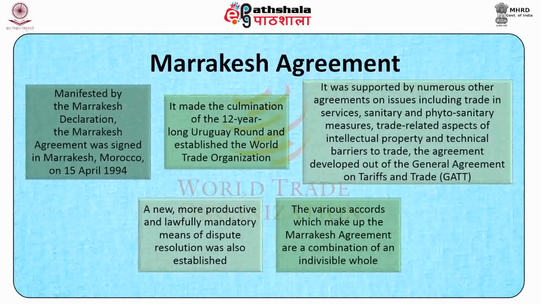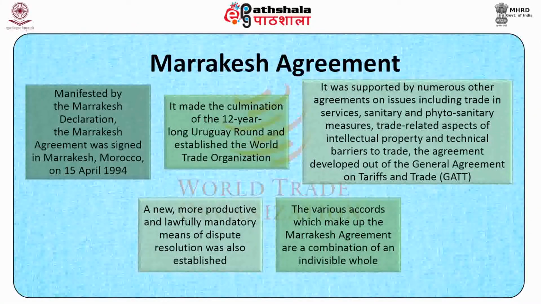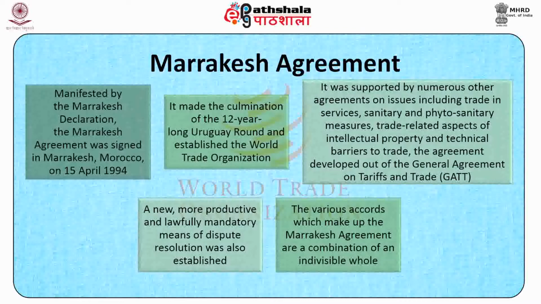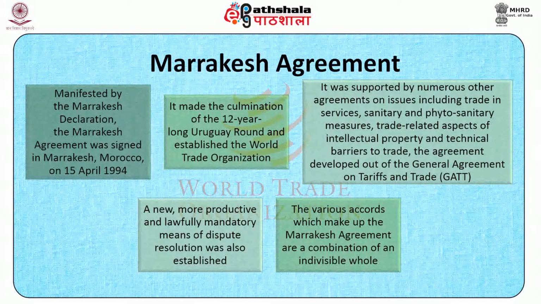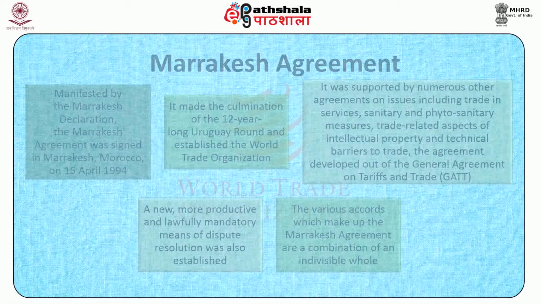The agreement developed out of the General Agreement on Tariffs and Trade. A new, more productive and lawfully mandatory means of dispute resolution was also established. No entity could be party to any one of these agreements without being party to them all. Hence, the various accords which make up the Marrakesh Agreement are a combination of an indivisible whole.